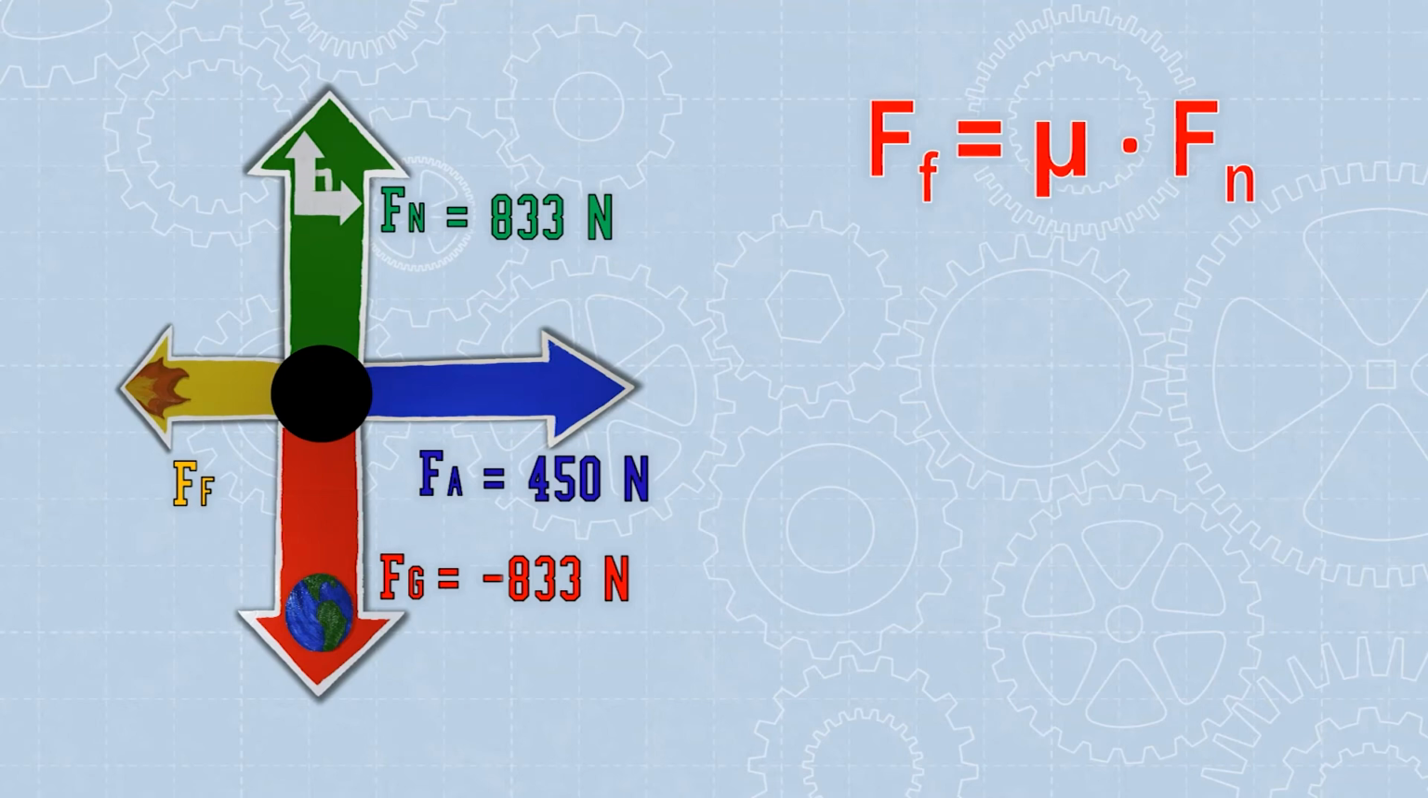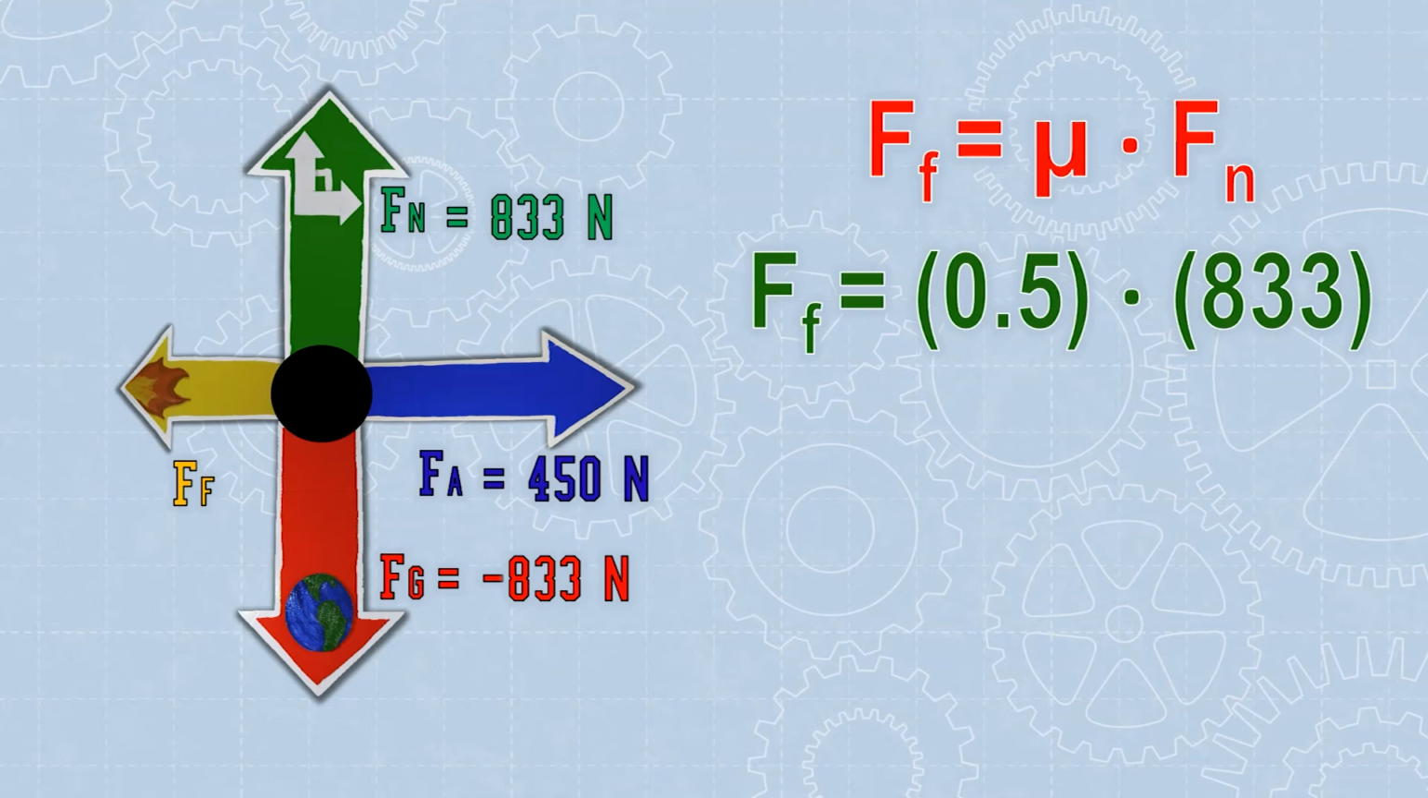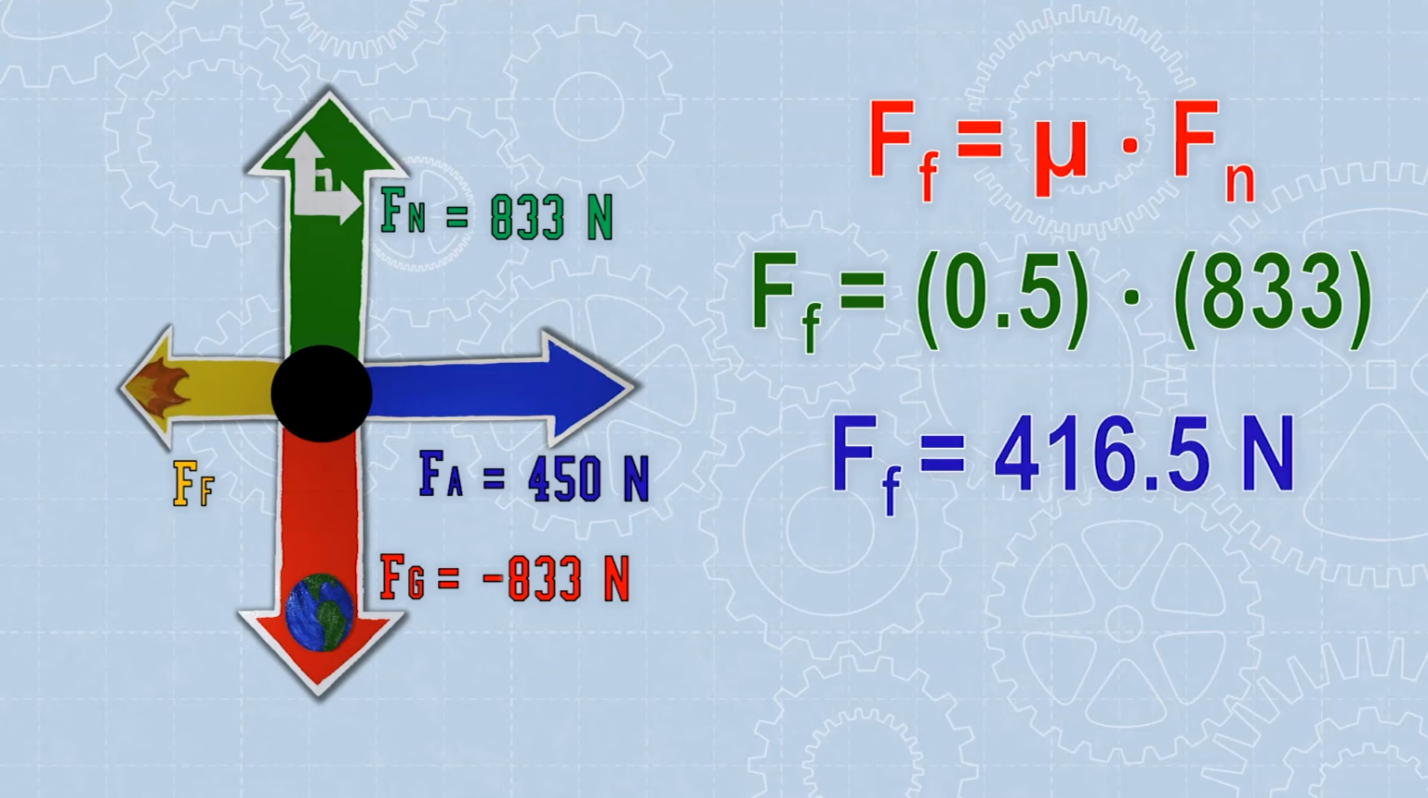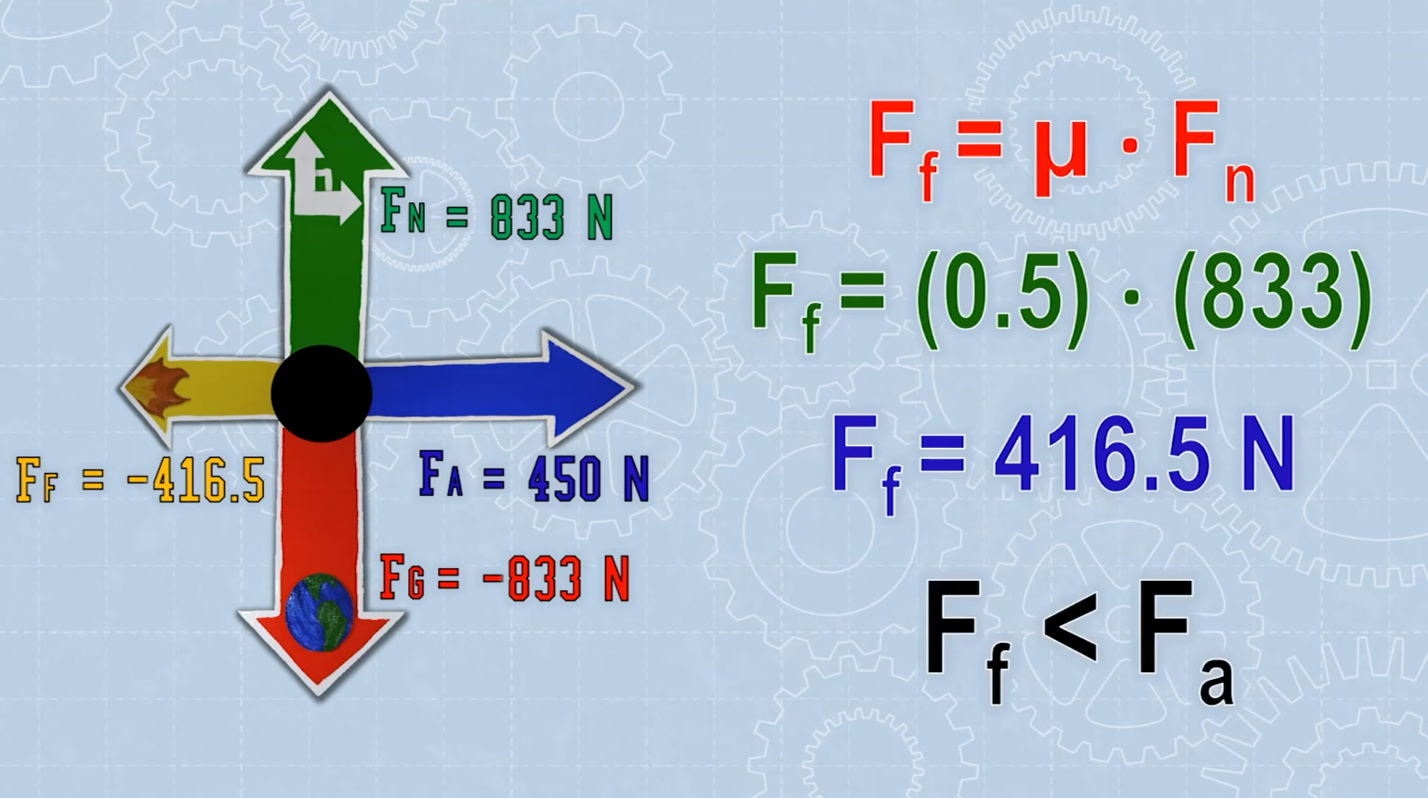450 newtons are applied forward. Here's a new formula. We can calculate our friction force. If I know my normal force, I multiply by mu, that funny looking m/u there, mu. This tells me how much friction I'm experiencing. Let's say 0.5 is my mu, my coefficient of friction. 833 times 0.5 means that we're experiencing 416.5 newtons of friction. And because it's in the backwards direction, it's negative 416.5.